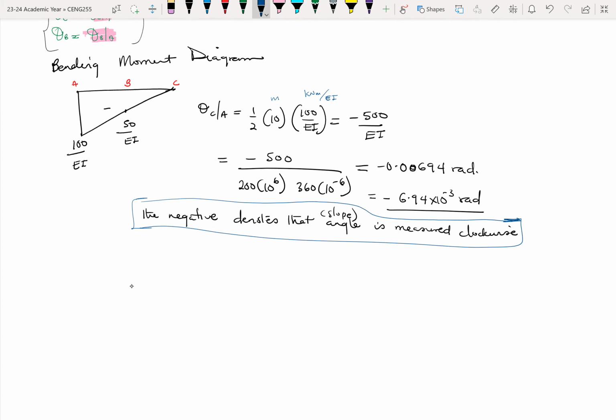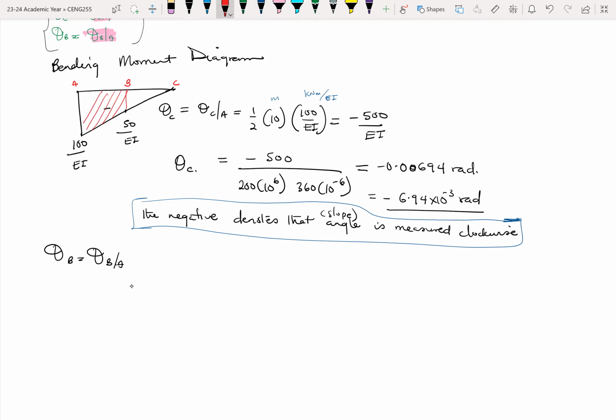So the angular slope is measured clockwise. Okay, so that's something to take note of. And again, here, as I mentioned, in this case, your theta C is the same as theta C over A. So whatever answer you get is the same as theta C. You can apply the same idea to find theta B, which is the same as theta B over A. All right. So that will be the area of this portion.